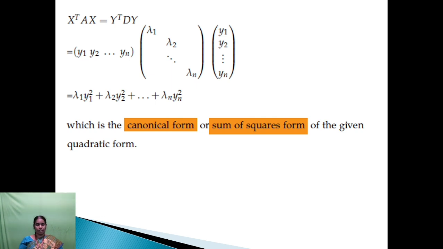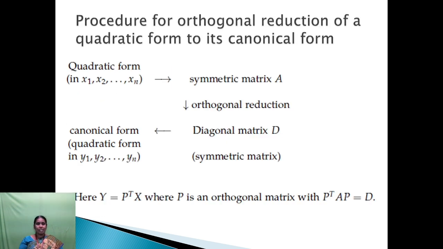This is the procedure for converting a quadratic form to canonical form. Given a quadratic form, we first convert it into the symmetric matrix. Then we reduce the matrix A through an orthogonal transformation and find the diagonal matrix D. After finding the diagonal matrix D, we again replace that diagonal matrix by the canonical form.